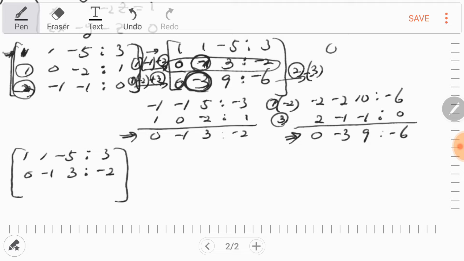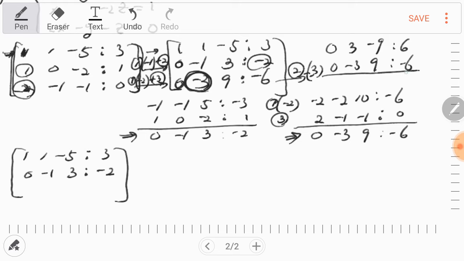That is 0. And what is the number for this? This was -1, right? Let me write this one. -1. So -1 times -3 is +3. 3 times -3 is -9. -2 times -3 is positive 6. And write the third row, 0, negative 3, 9, and negative 6.